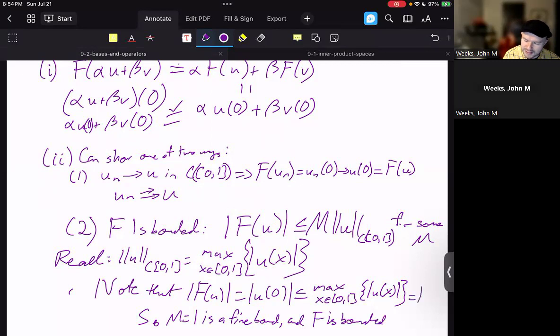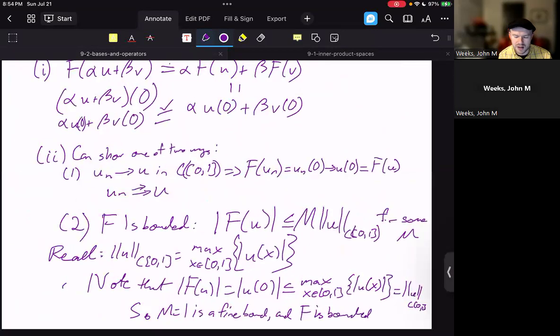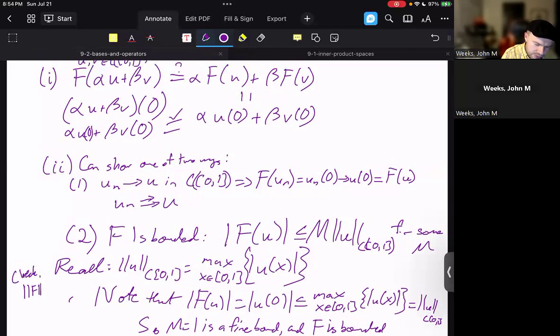Because this right over here is exactly the bound of u, or the definition of the norm of the function u on the space of C(0,1) that we were talking about from last week. So M equals 1 is just a fine bound, and we can say that that's good to go. In fact, if we wanted to actually find the bound, we could. So we can check that the norm of this functional f that I have given here is equal to 1.